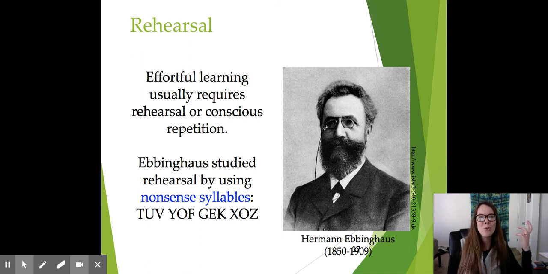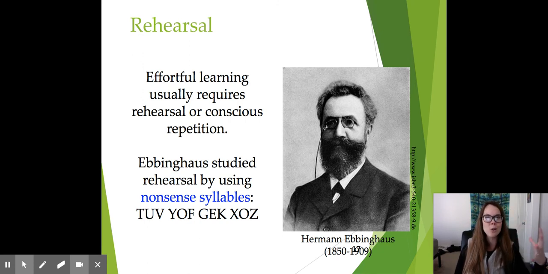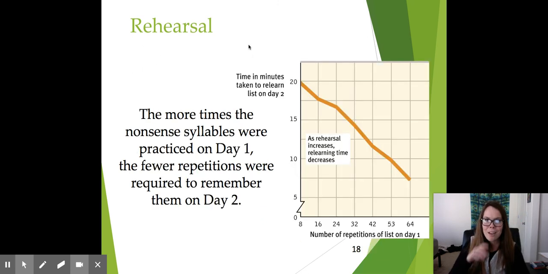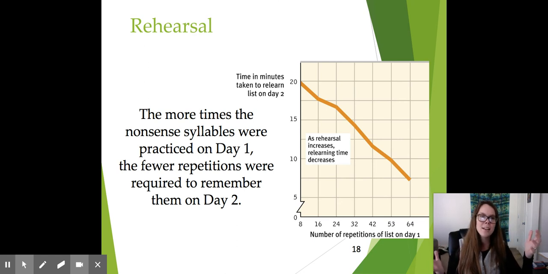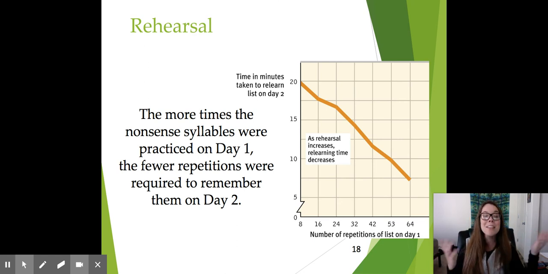He is the one who went over the nonsense syllable phenomenon with rehearsal, where effortful learning usually requires rehearsal, or a constant repetition of something. So Ebbinghaus studied rehearsal by using nonsense syllables. He tried to study how many nonsense syllables in a row people could remember. What he found was that as we rehearse more and more, and this is with nonsense syllables, without having actual sentences, the more you rehearse, the less time you need to relearn it, right?